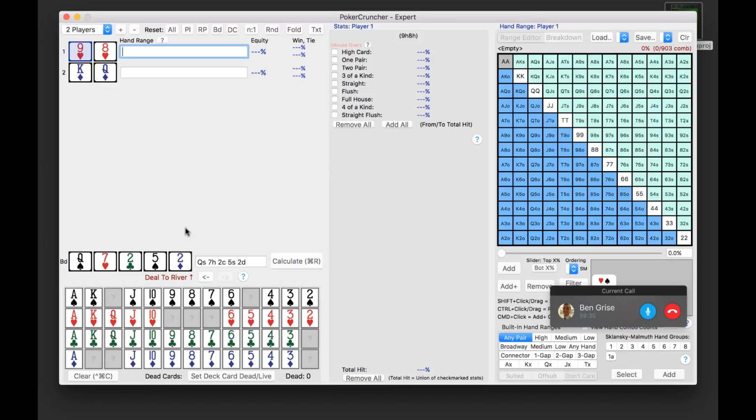So basically, what we learned today is that if you have equity on the flop, fire. If you have equity on the turn, fire. And if you have blockers on the river, fire.